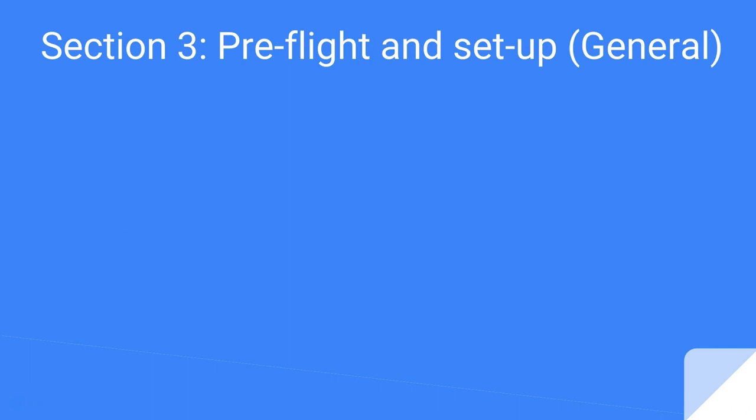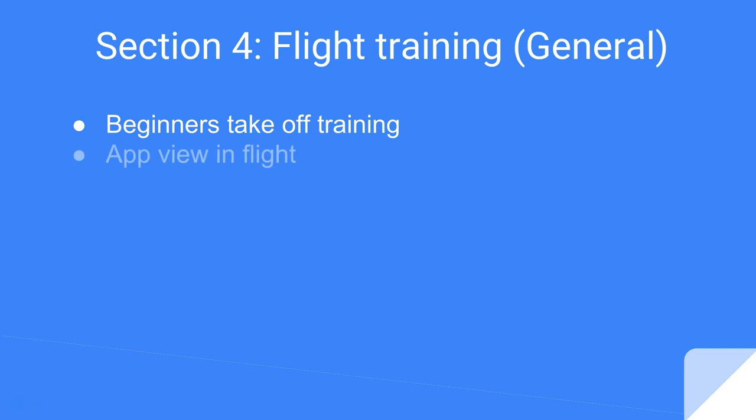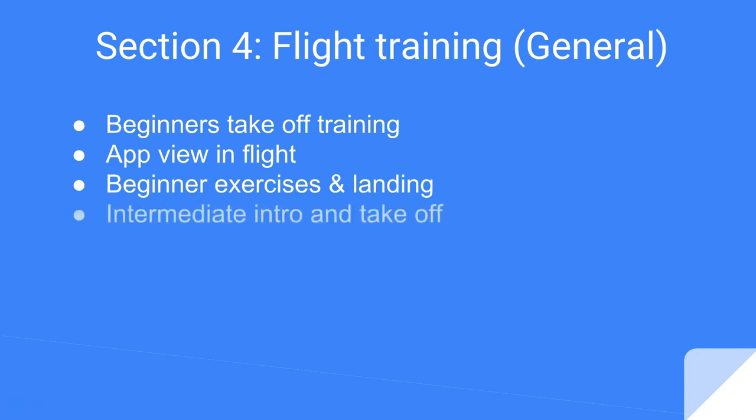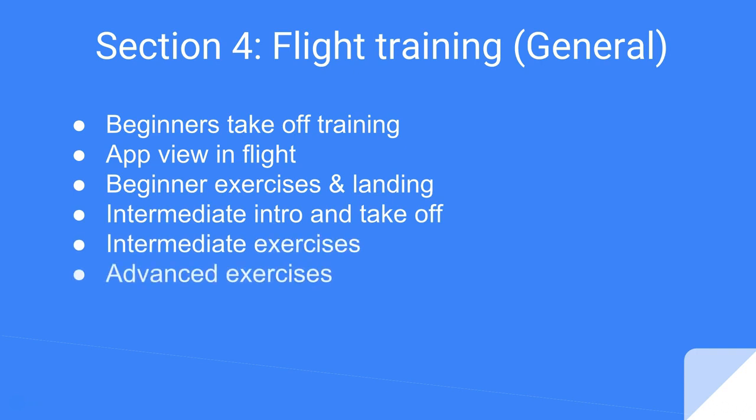Section 3 is about pre-flight and setup. This is general, it applies to all drones. So the first lecture is pre-flight setup, followed by the control sticks. Section 4 is flight training, and this goes through various levels. We start off with beginner's level. Obviously, if you know how to fly your drone, you can skip this and go to a higher level. But we have beginner's takeoff training, what the app looks like during flight, and beginner training exercises as well as landing. Followed by that, we go to the intermediate training with intermediate exercises, then advanced exercises, and finally the pro exercises.